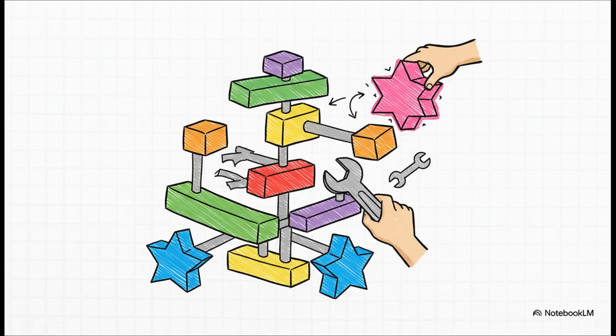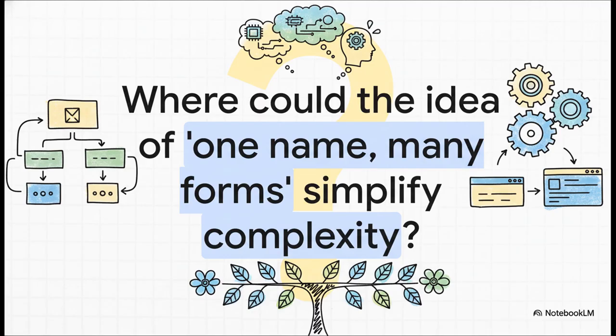This is what leads to reusable, maintainable software that's way less risky to upgrade, which is absolutely essential for building anything big and complex. At the end of the day, polymorphism is all about managing complexity. It lets us use one simple name, one simple interface to handle a whole bunch of different underlying forms. It's what makes our code cleaner and so much more powerful. And that kind of leaves us with one final thought to chew on. Where else could this incredible idea of one name, many forms help us simplify complexity, not just in code, but in the world around us?